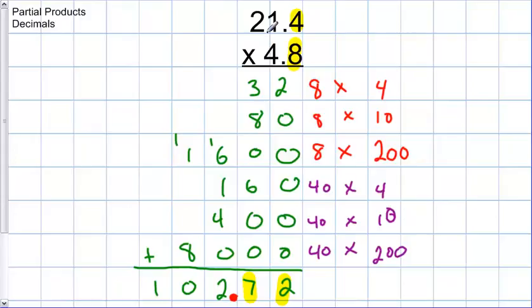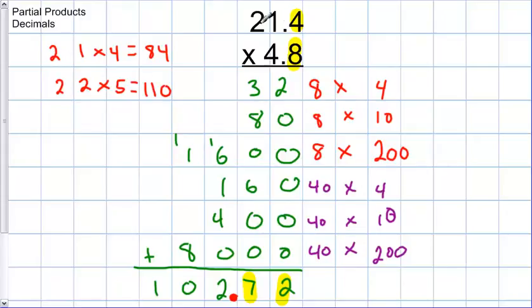So let's double check just with estimation. 4 times 20. So I've got 4 times 21 times 4, or 22 times 5. Make my 5 look a little bit better. So this is 84, and this is 110. So my answer should be somewhere in between 84 and 110.